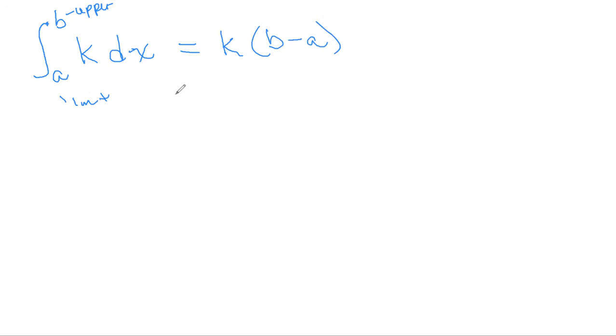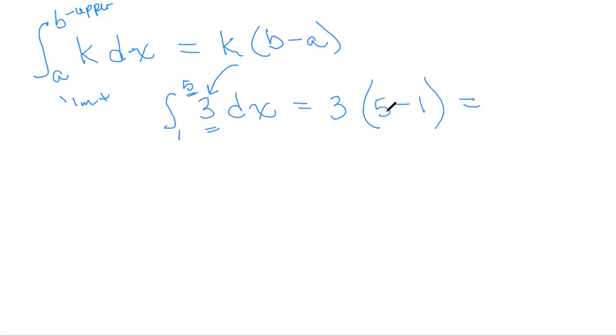For example, what is the integral from 1 to 5 of 3 dx? Well, that's just going to equal k, so 3 times your upper limit, which is 5, take away the lower limit, 1. That's 5 minus 1, so that's 12. You want to memorize that. Anytime you see just a constant in a definite integral, it's going to be whatever that constant is times the upper limit minus the lower limit.